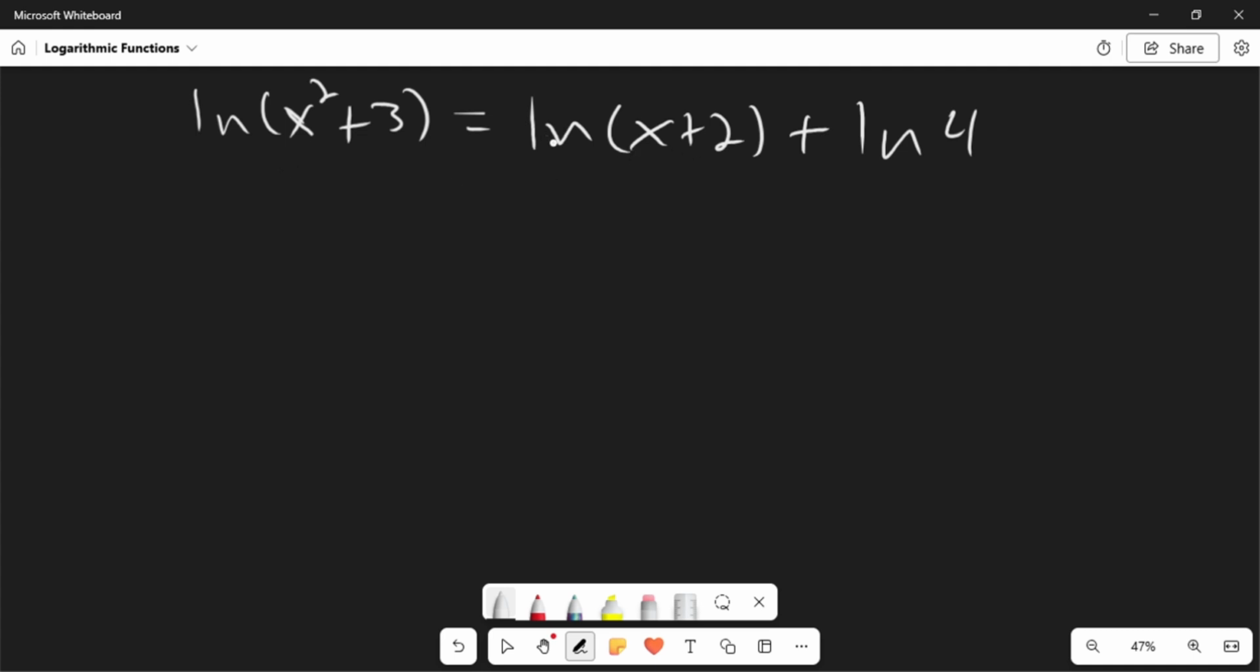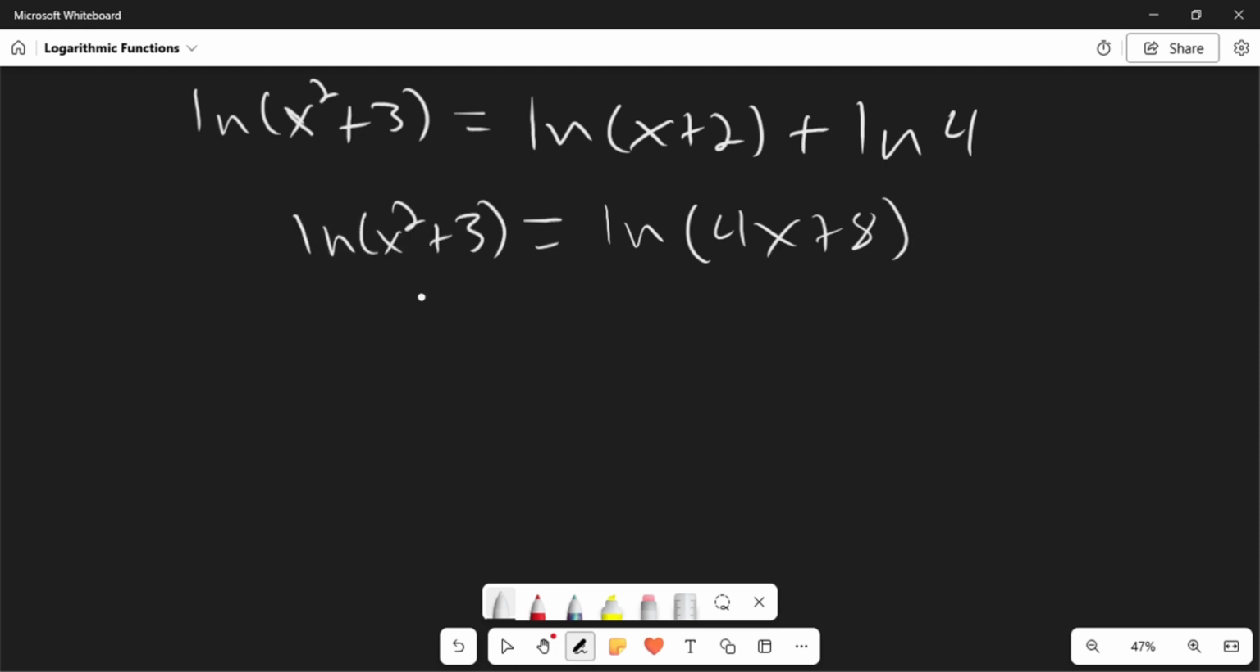So right here we see that they share a common base, right? So what we're going to be doing is remembering back to our logarithmic properties. One of them was the product property, where when you have two logarithms with the same base that are adding onto each other, you actually multiply their values. So in here we would multiply x plus 2 and 4, which would give you ln(4x plus 8) equals ln(x squared plus 3).